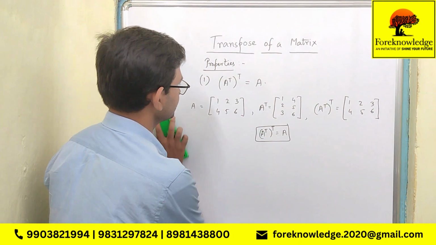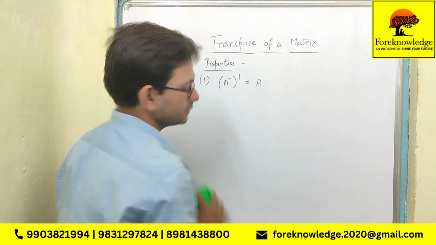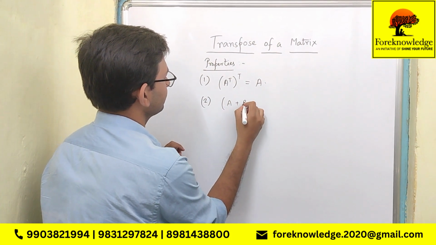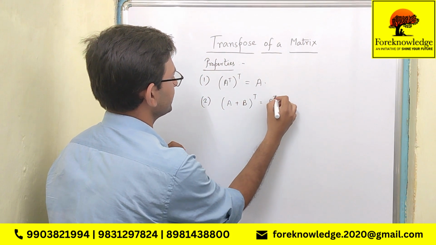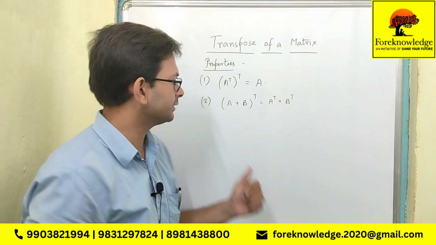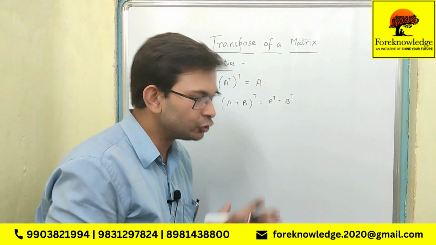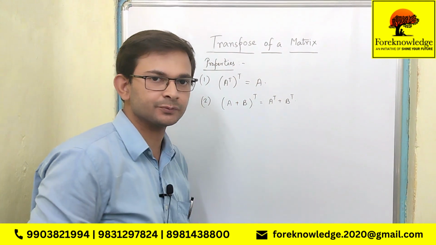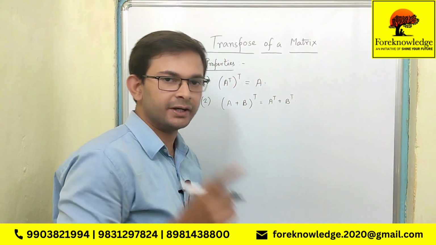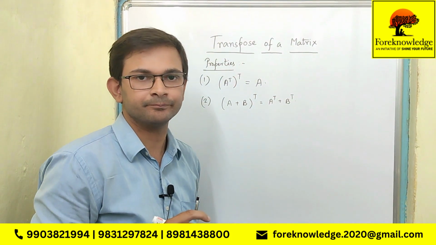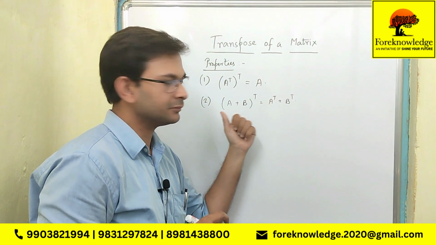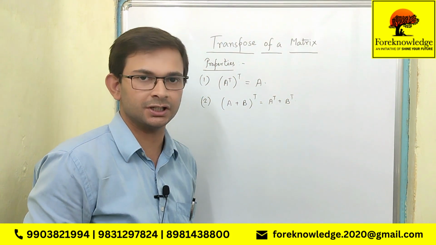Now let's move on to the second property. Property number 2: A plus B whole transpose is A transpose plus B transpose. That means if you add two matrices and then take the transpose of the resultant, that is equivalent to transposing them individually and then adding them. The transpose of the entire addition is equal to the addition of the transposes.